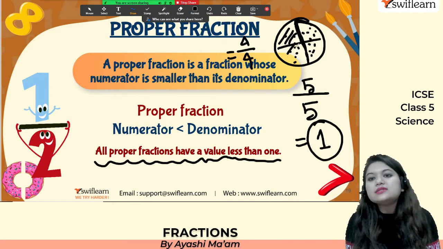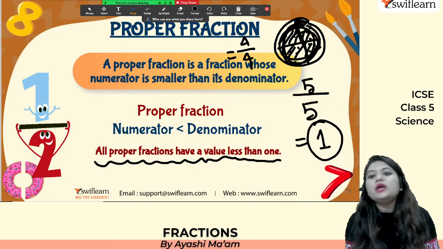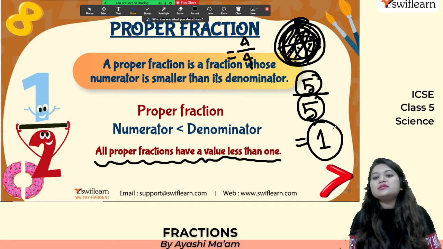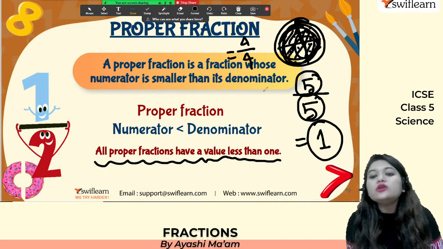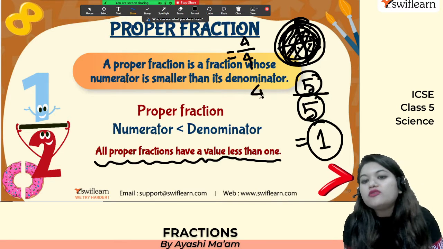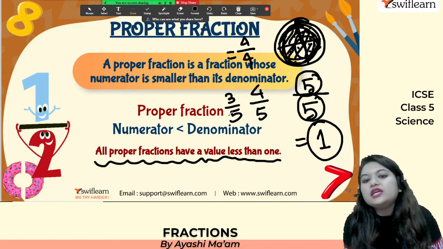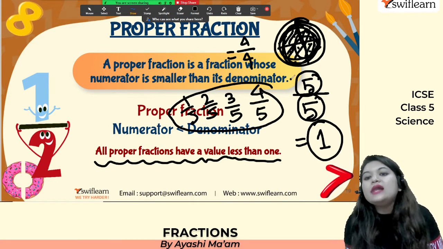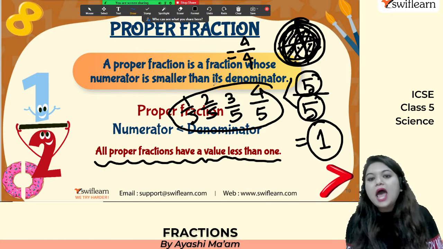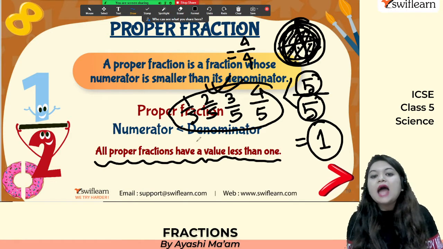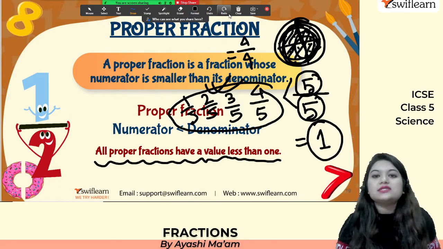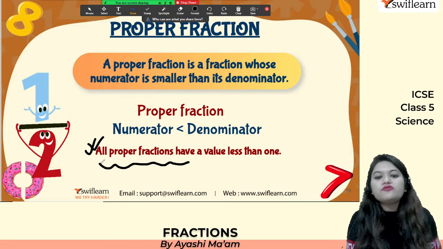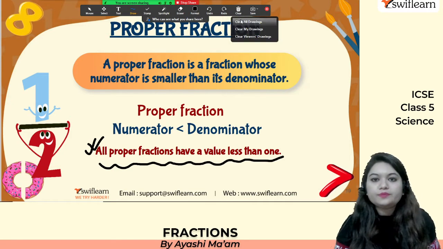So basically it is covering the entire pizza, right? It is becoming 1 whole. So when the numerator becomes equal to the denominator, it becomes equal to 1. And we know that in a proper fraction, the numerator should always be less. So when we say 4 by 5, 3 by 5, 2 by 5, 1 by 5, you can see that these are all less than 1, right? Because this is 1, and here we have our proper fractions, and all these proper fractions have a value less than 1. That's why, this is a very important point that you need to remember. All proper fractions have a value less than 1.